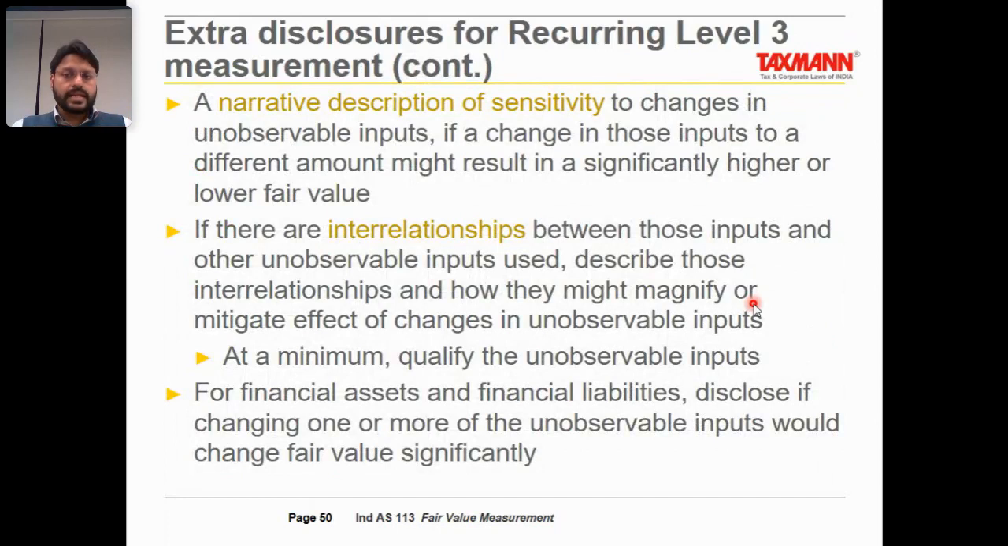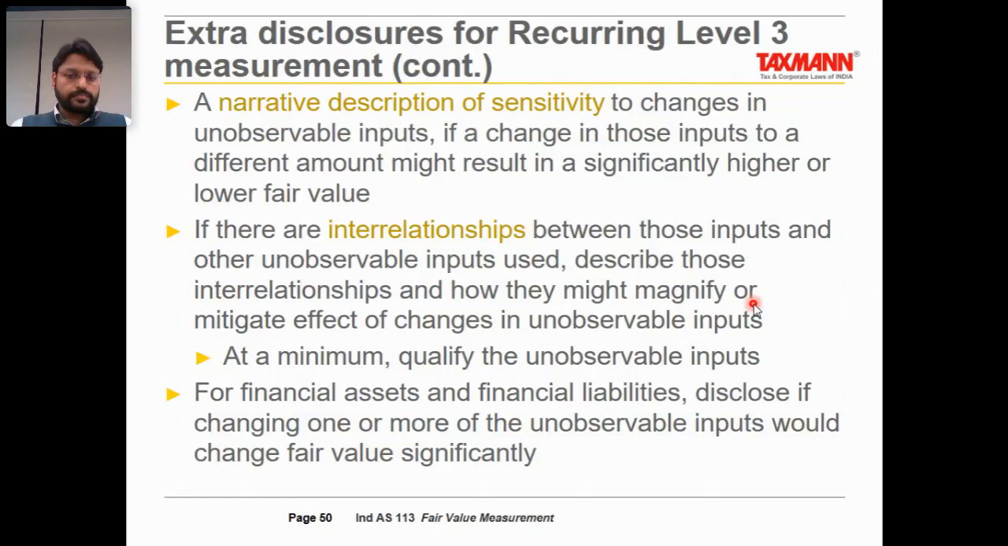Narrative description of the sensitivity to those unobservable inputs, like management has given you a 20% CAGR for sales growth. Now, if I need to do sensitivity analysis, say 5% minus, 5% plus, so 15%, 25%, what would be the impact on my overall fair value? So those sensitivity analysis disclosures need to be presented with a reasonable range bucket, interrelationships between the inputs and other unobservable inputs.